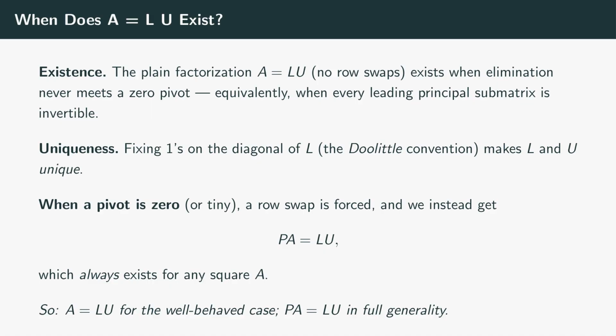To make the answer unique rather than one of many, we pin ones along the diagonal of L. That is the standard Doolittle convention, and with it the factors L and U are determined completely. When a pivot does come out zero, or just dangerously small, a row swap becomes necessary, and then we factor P times A as L times U instead. That swapped version always exists for any square matrix whatsoever, so the takeaway is A equals L times U for the well-behaved case, and PA equals LU in full generality.